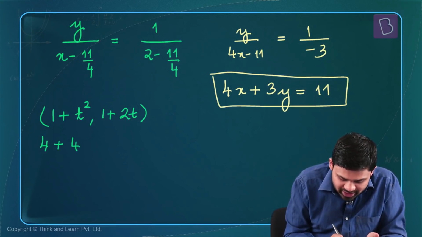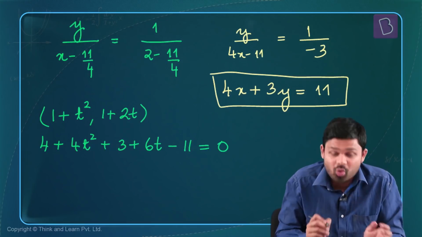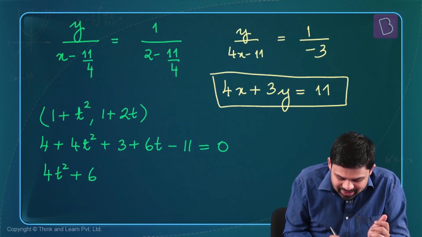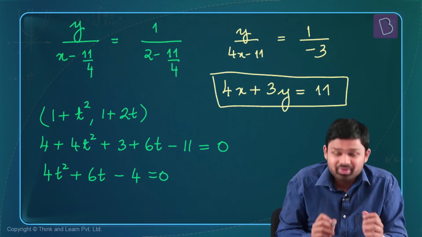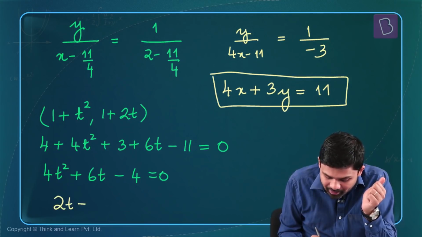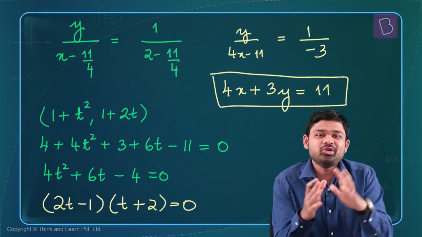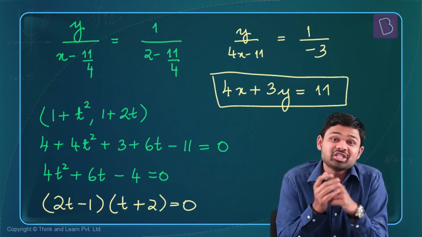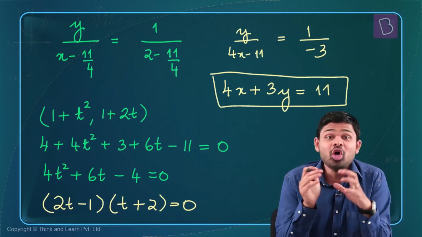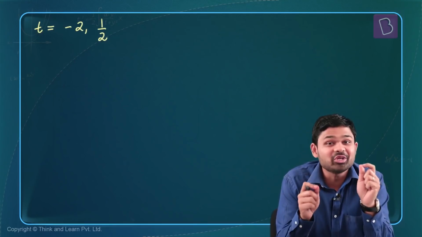So I get 4 plus 4t square plus 3 plus 6t minus 11 equal to 0. Now this is a quadratic equation. Simplifying this quadratic equation gives me 4t square plus 6t minus 4 equal to 0. Divide throughout by 2, and then if you factorize, you will end up with 2t minus 1 multiplied by t plus 2 equal to 0. Very easily you can get both the parameters of the endpoints of this focal chord. One t will be equal to half, the other t will be equal to negative 2. So t equal to negative 2 and t equal to half are the parameters corresponding to the two endpoints of the focal chord.